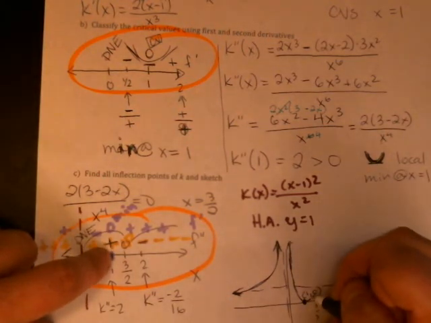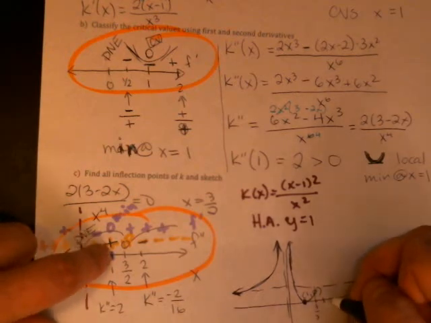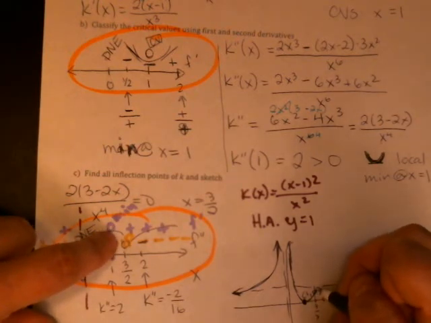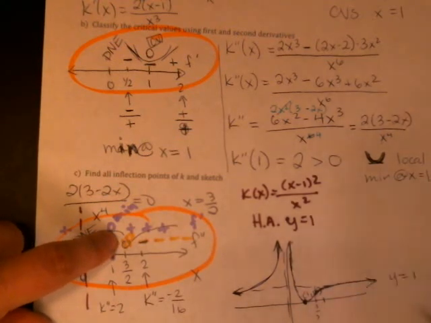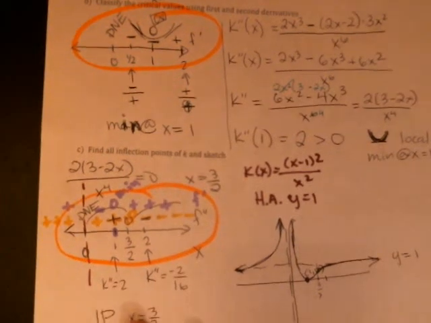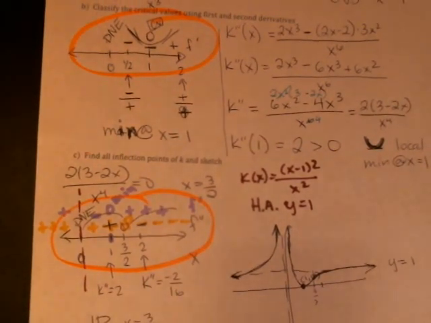So at 3/2, it switches from increasing concave up to increasing concave down, and then it stays that way forever. So I think that's just the downward bend that's going to bring us closer and closer to that horizontal asymptote. So there is a decent sketch of that one.